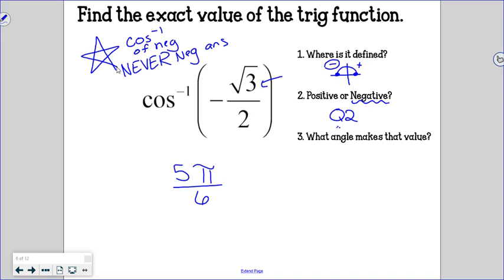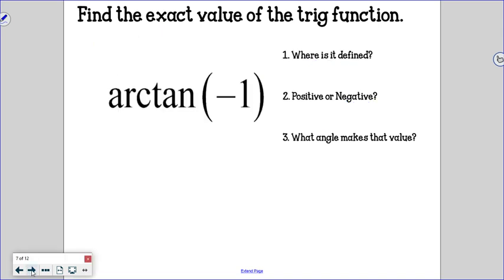So many people are going to want to say that it's negative pi over 6, but negative pi over 6 would still be a positive cosine value. That's why that doesn't work. I wish it did, but it doesn't. Okay. All right. This is the other one.